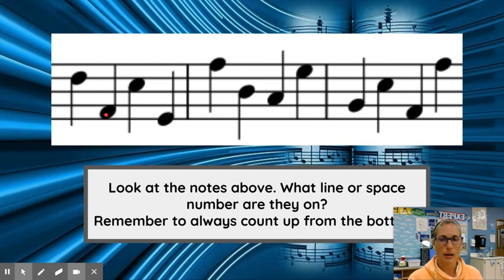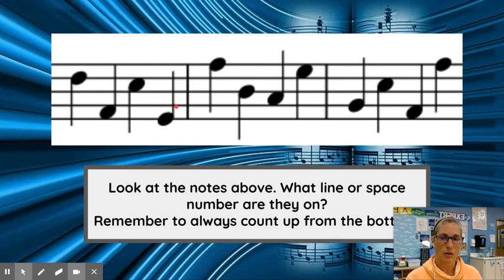Let's look at the next one. Is it a space note or a line note? It's a space note, and we always count up from the bottom. This note is on the first space. So if you thought space 1, you're correct. Let's look at the next one. Is it a line or a space? It's in a space. So let's count up from the bottom. 1, 2, 3. Third space. If you thought third space, you are correct.